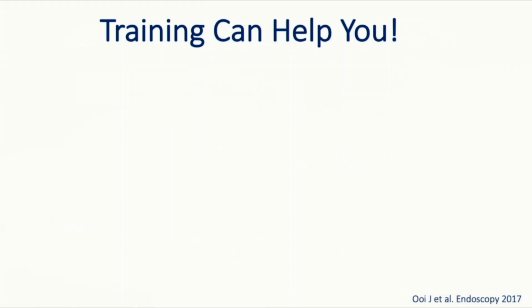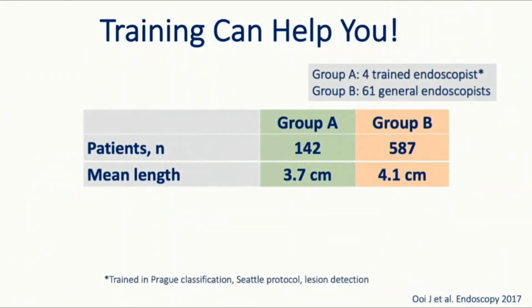Well, training is important. This is a study I'll share with you, and there are several studies on this. This group of investigators from the UK looked at two groups of endoscopists, Group A and Group B. Group A were trained endoscopists in Barrett's. They were told about the Prague classification, the Seattle protocol, and lesion detection, something that all of you listening to this today have already undergone. And Group B are general endoscopists without any specific training.